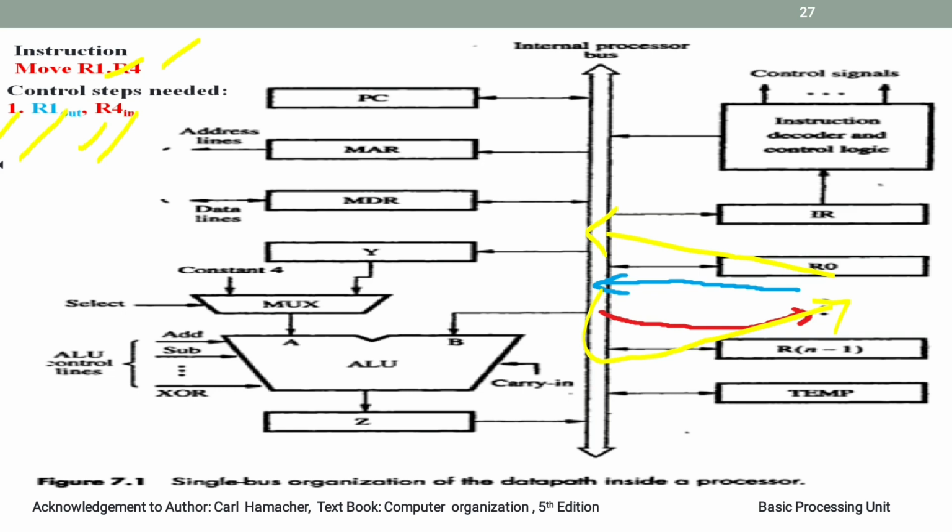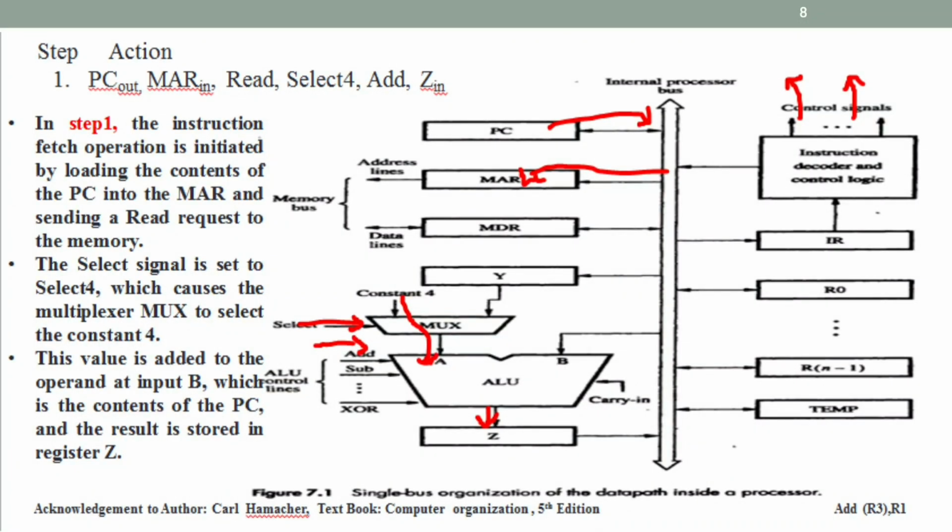So with the understanding of how control signals in a step can activate different parts of the processor for the needed operations, we shall go to the discussion of the add in bracket R3 comma R1 instruction. How it is executed and how the needed 4 actions are performed through 7 steps of control sequence, that we shall discuss now. That is the actual topic. Okay. So let us start the discussion with the first step of the control sequence.